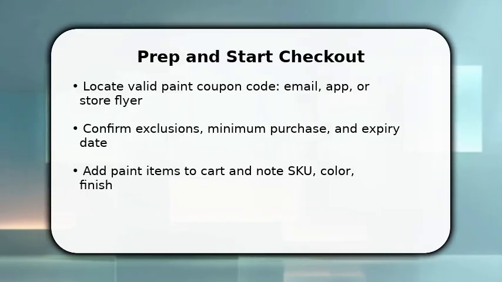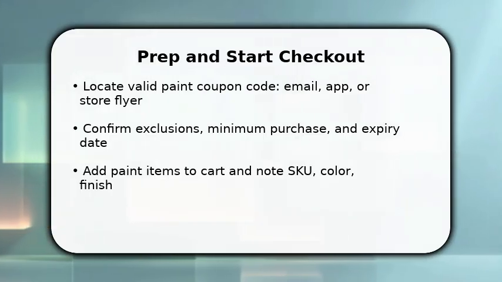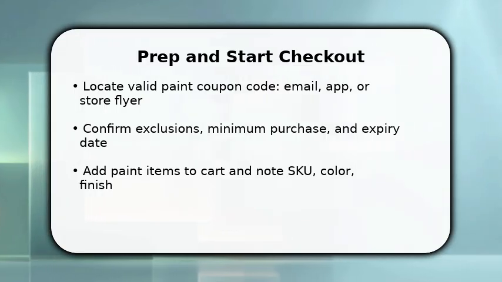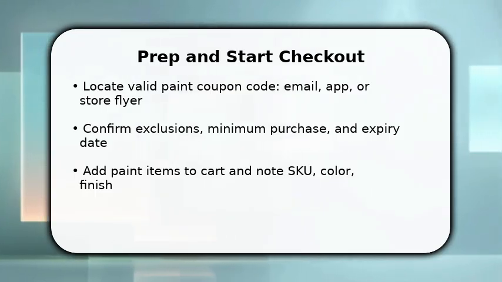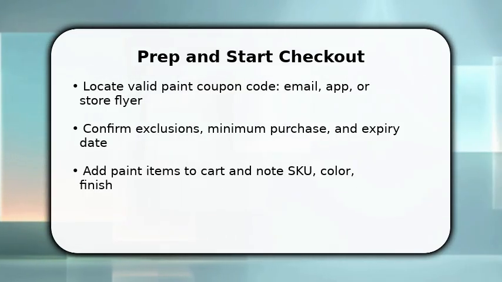You begin by finding a valid paint coupon code and confirming its restrictions. This saves time at checkout. You should check expiry, minimum spend, excluded brands, and whether it applies online or in-store. Once done, add the exact paint cans to your cart, noting SKU, color name, and finish so you avoid returns.